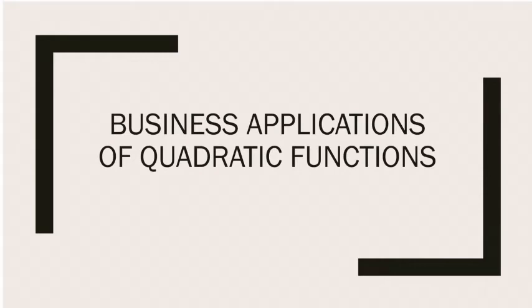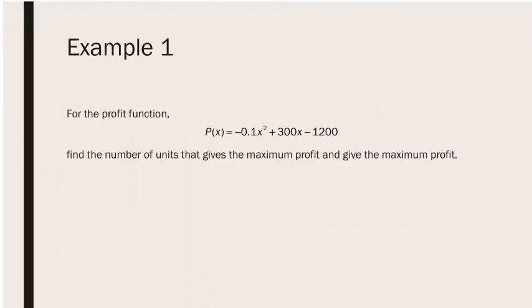In this lesson, we're going to go through several business applications that involve quadratic functions. For the profit function below, find the number of units that gives the maximum profit and then give the maximum profit. So whenever we're talking about the maximum or the minimum and we have a quadratic function, what we're really looking for is the vertex.